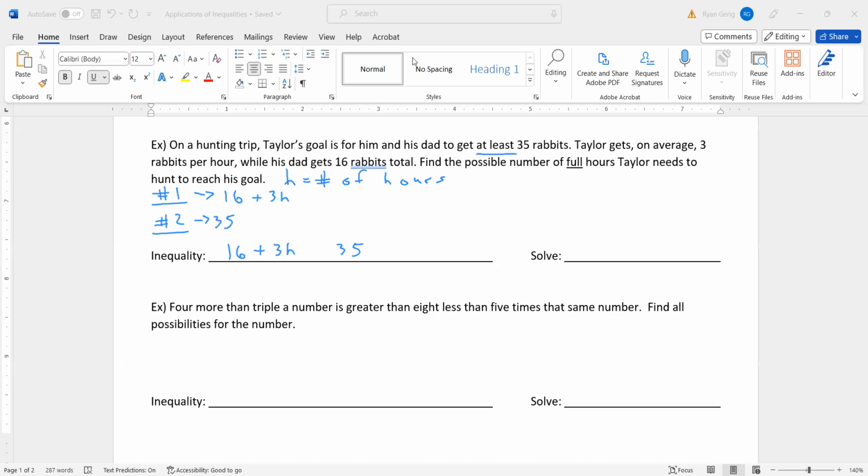They want to get at least 35 rabbits. So 35 is the smallest number that they want. All right.